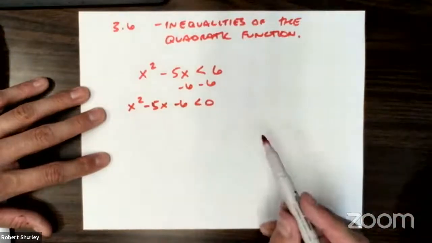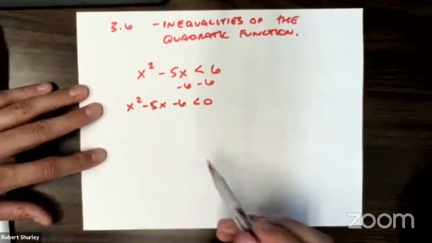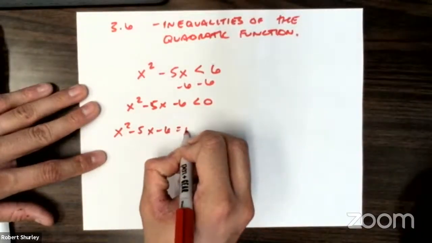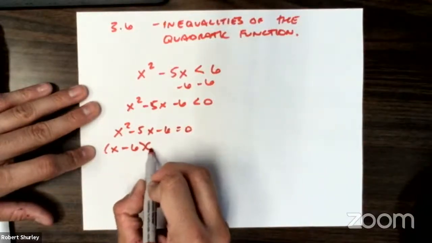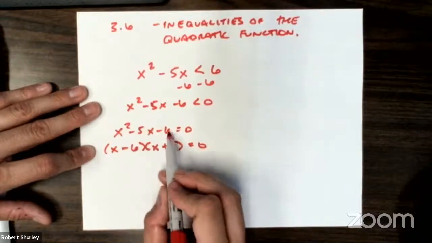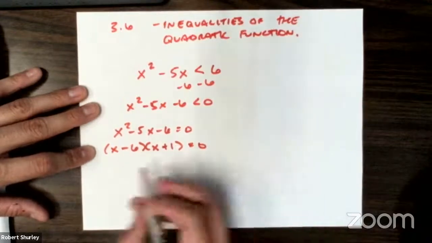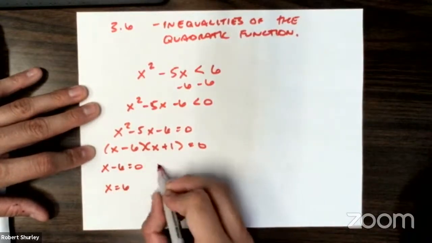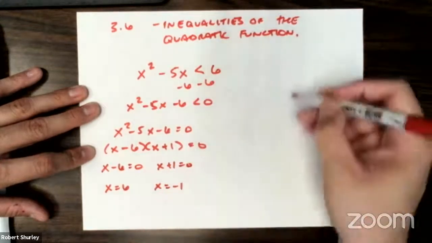Now, I'm going to do this one without a graph. But remember, all we really need to know are the x-intercepts. So I'm going to set it equal to 0 and find the x-intercepts. Well, this factors into x minus 6 times x plus 1. Multiplies to give me negative 6, adds to give me negative 5. And I set each one of those equal to 0. And I know my x-intercepts.